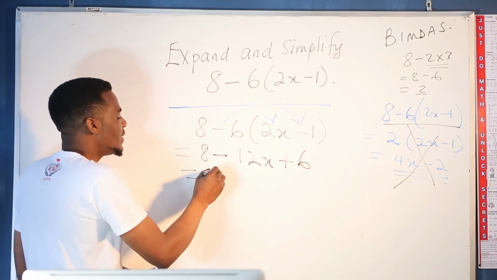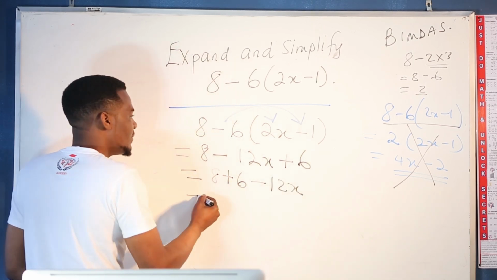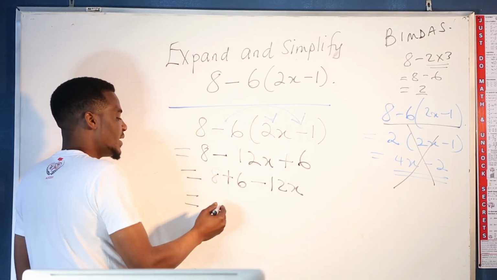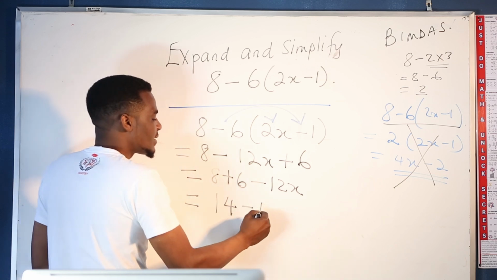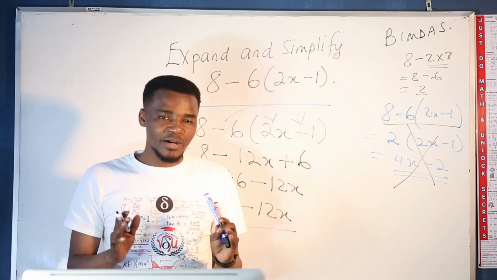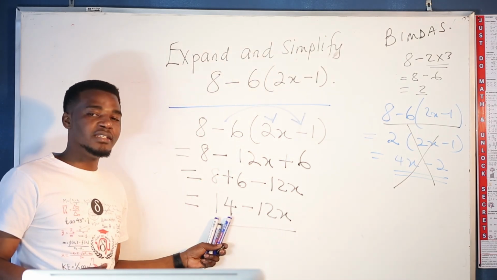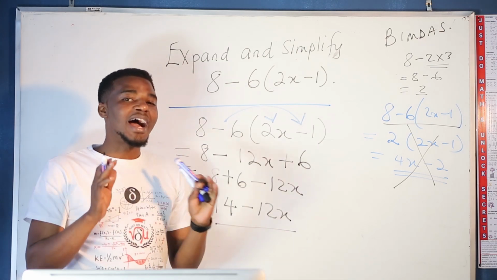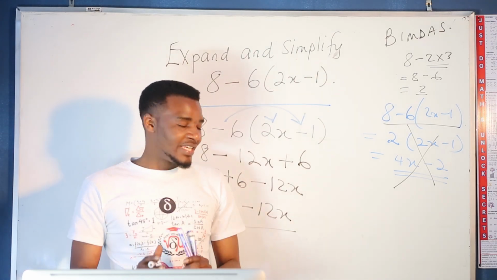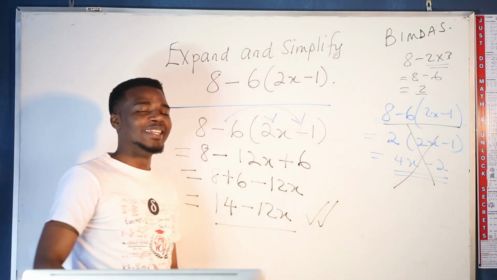So here we say 8 plus 6 minus 12x. We simplify and say 8 plus 6 will be 14, minus 12x. So this one will be our final solution. You cannot simplify this further because 14 and minus 12x are not like terms. So by the end of the day, this is our solution.